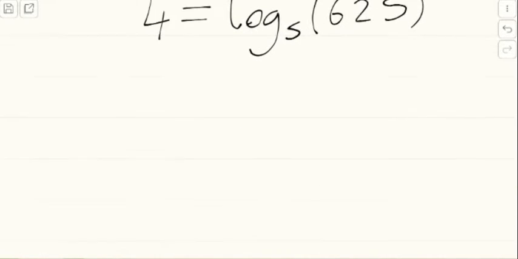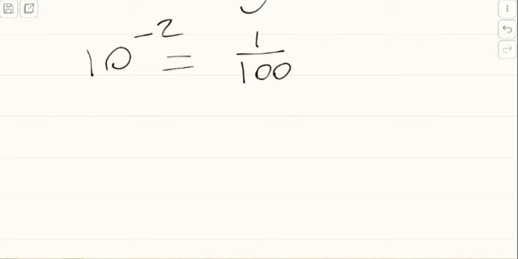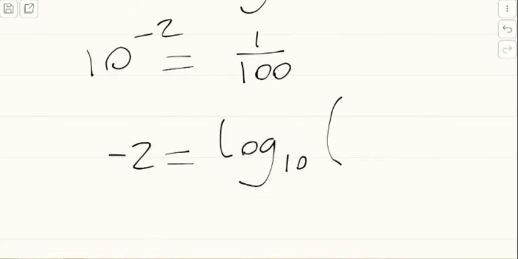Okay, let's look at a few more examples. Let's look at one that's a little bit more complicated looking. Let's say 10 to the power of minus 2 is equal to 1 over 100. So again, the same thing. We take the power, minus 2, and we say that's equal to log to the base 10 of 1 over 100. So again, the question, what power do we raise 10 to get 1 over 100? Well, that's minus 2.